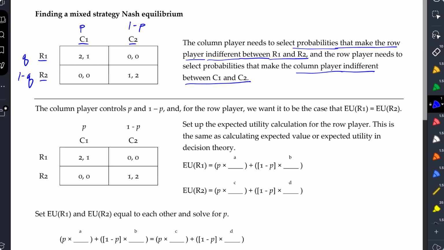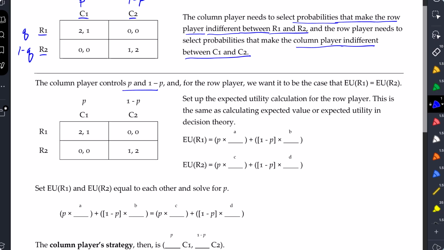Okay, so the column player controls P and 1 minus P. He controls how often he's going to play C1 and how often he's going to play C2. And we want it to be the case that the expected utility of playing R1 and the expected utility of playing R2 are the same. Okay, so we set up the expected utility for each.